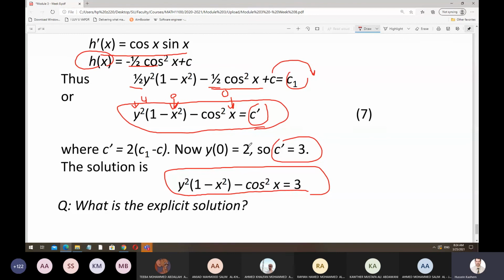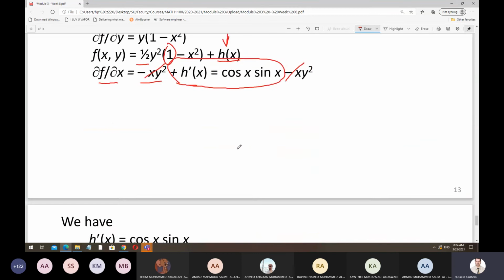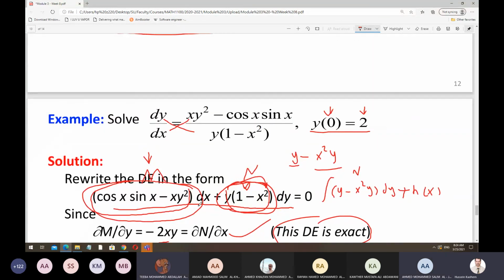You got it? Is it clear? Is it clear? Ladies, gentlemen? Yes. Yes, doctor, yes. Yeah.